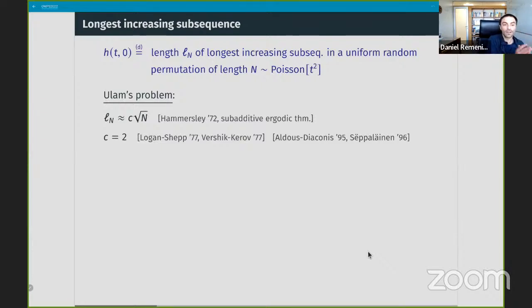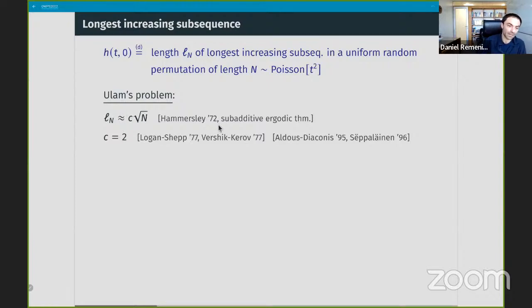Okay, so we have connected this problem, at least in the case of the narrow edge initial condition, with the problem of the longest increasing subsequence in a uniform random permutation, which has a length which is random. It's a Poisson random variable, but it's uniformly chosen. Okay, and this is a very famous problem. So it got the name of Ulam's problem. And Ulam's problem was the problem of determining how this length grows.